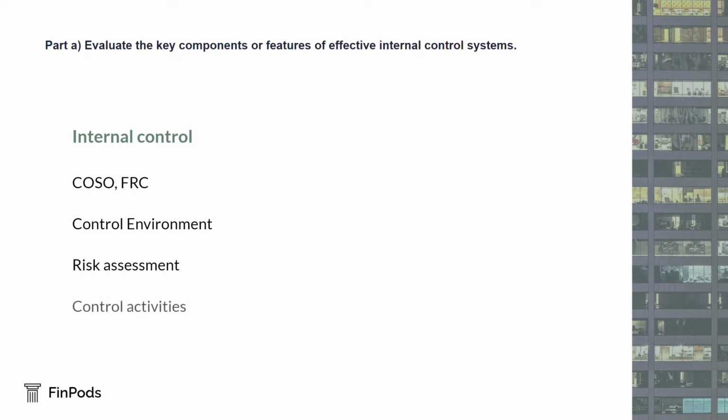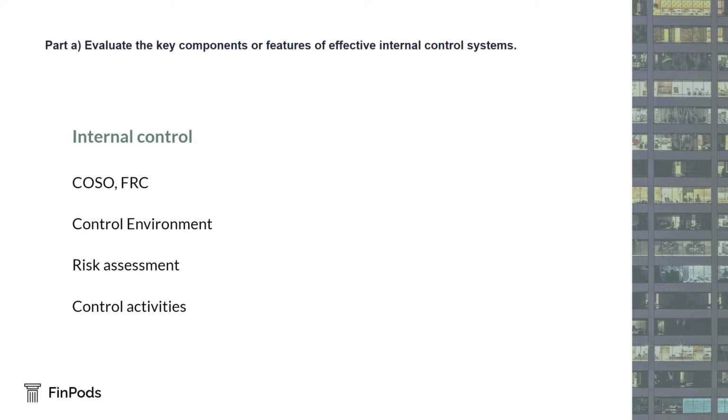Control activities. Policies and procedures are established and implemented to help ensure the risk responses are effectively carried out. COSO guidance suggests that a mix of controls will be appropriate, including prevention, detection, and manual and automated controls.